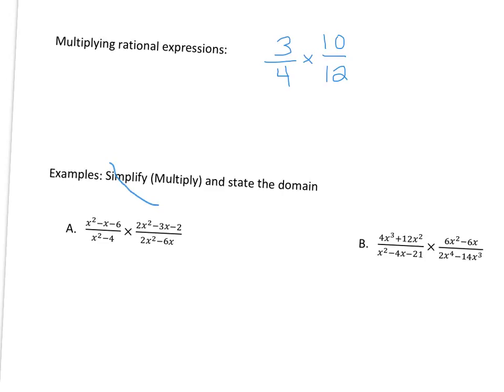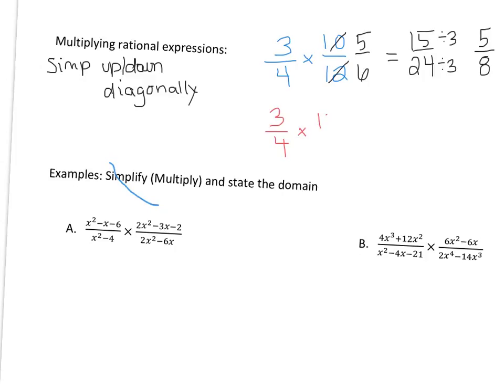then simplify. But I could also simplify up and down as well as diagonally. So you can simplify when you're multiplying up and down. Or sorry, I just did up and down. Let's go diagonally. So I could simplify the 3 with the 12. 3 goes into 3 once. 3 goes into 12 4 times. The 10 with the 4. 4 divided by 2 is 2. 10 divided by 2 is 5. And then multiply straight across the top, straight across the bottom, 5/8.